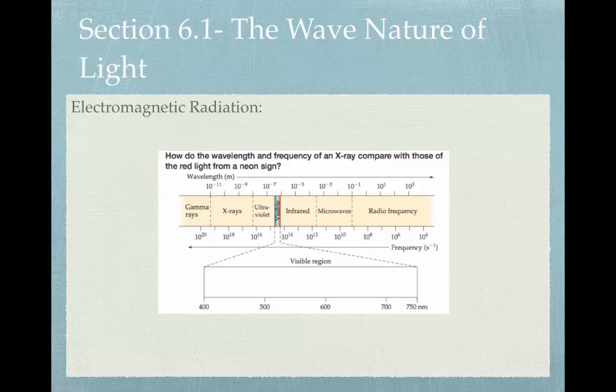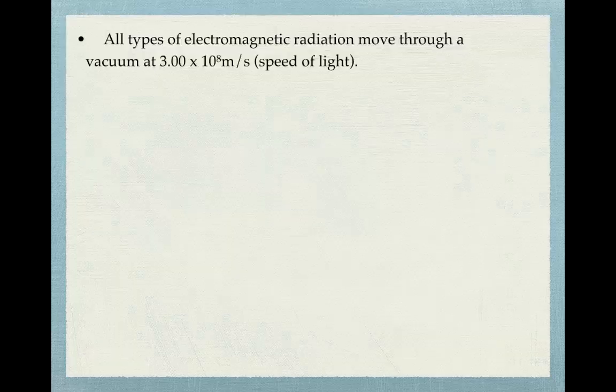But just keep in mind as we go through that wavelength and frequency are inversely related, meaning when one increases, the other decreases. All types of electromagnetic radiation move at the same speed. They move at 3.00 times 10 to the 8th meters per second. That is the speed of light.